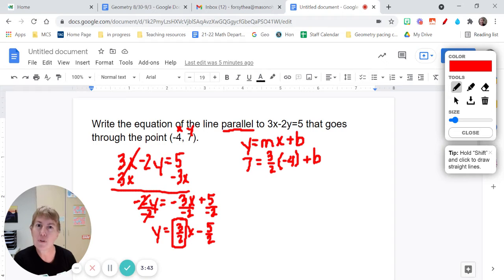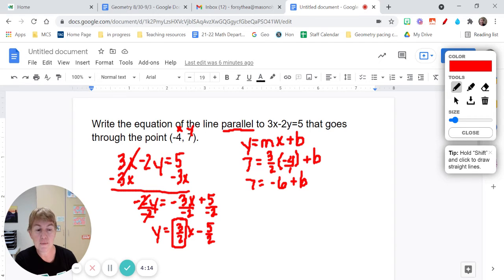Plug in what you know, solve for what you don't. It's the way of algebra. And so I have 7 equals. To multiply this out, I'm going to just think of that over 1. So I have 3 times negative 4, which is negative 12, divided by 2 times 1, which is 2. Negative 12 divided by 2, that's a negative 6 plus b.